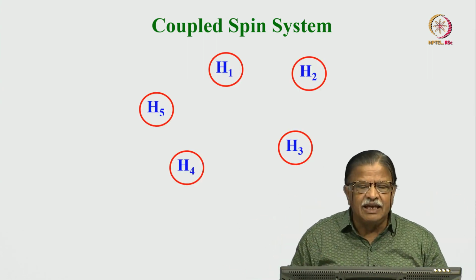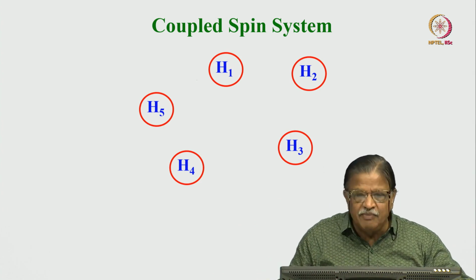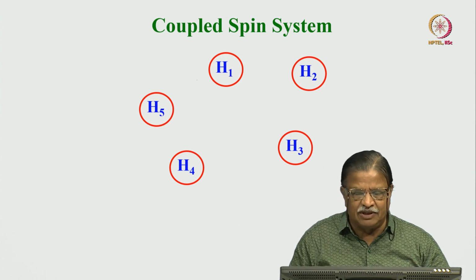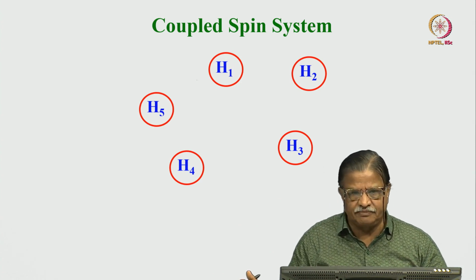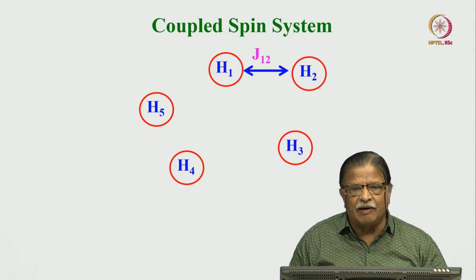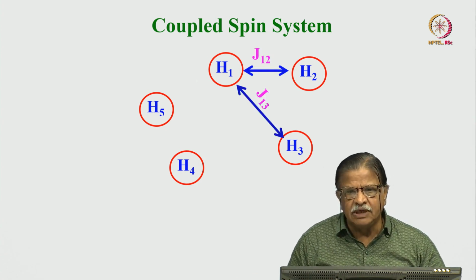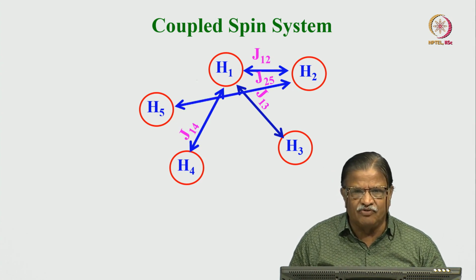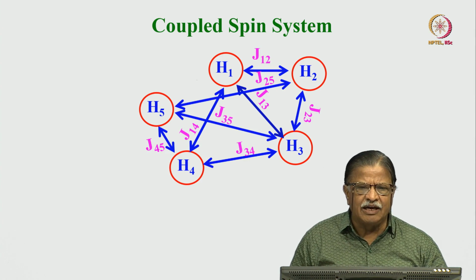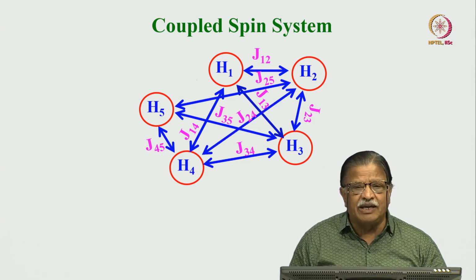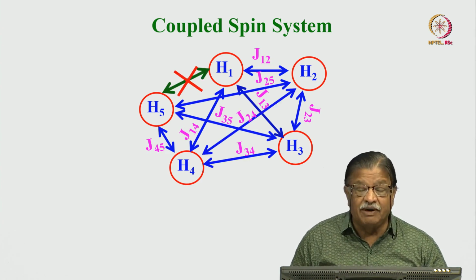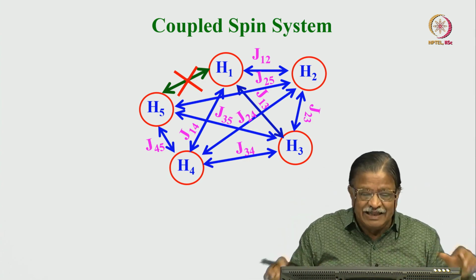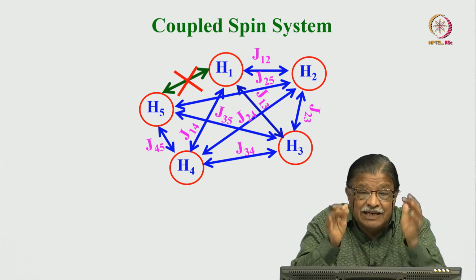What is a coupled spin system? What do you mean by a coupled spin system? Let us consider a group of spins like this: 1, 2, 3, 4 and 5, there are 5 different protons. You can think of coupling between 1 and 2, coupling between 1 and 3, 1 and 4, 1 and 5, 2 and 5, 3 and 5, 4 and 5, all couplings you can see. For example, coupling between 1 and 5 can be 0, no problem, but it is a part of the coupled spin system. These 5 protons are called a coupled spin system.